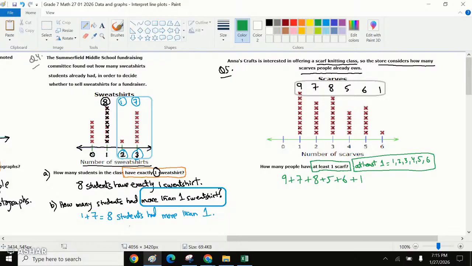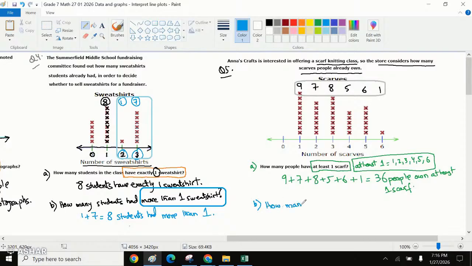Let's add them. 9 plus 7 is 16. 16 plus 8 is 24. Plus 5 is 29. Plus 6 is 35. Plus 1, 36. So we can say 36 people own at least 1 scarf. Okay, if this was the first question, let's make another.